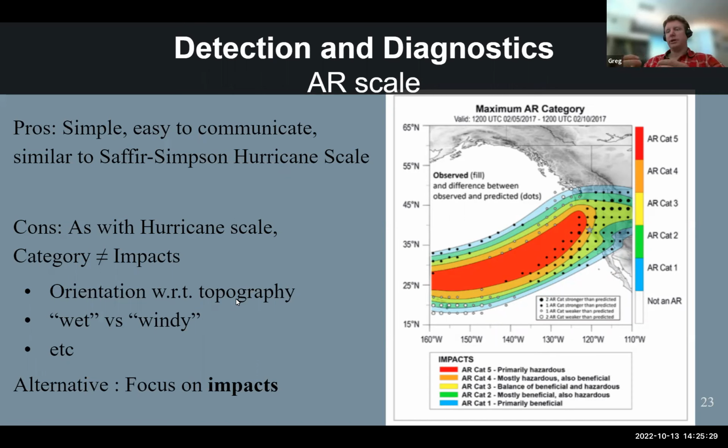And so you can imagine that for a given IVT value, you can get to that value by having relatively stronger winds and lower integrated water vapor, or the opposite, where you might have slightly weaker winds but higher water vapor values that give you that same IVT value. And those will give you different amounts of precip.